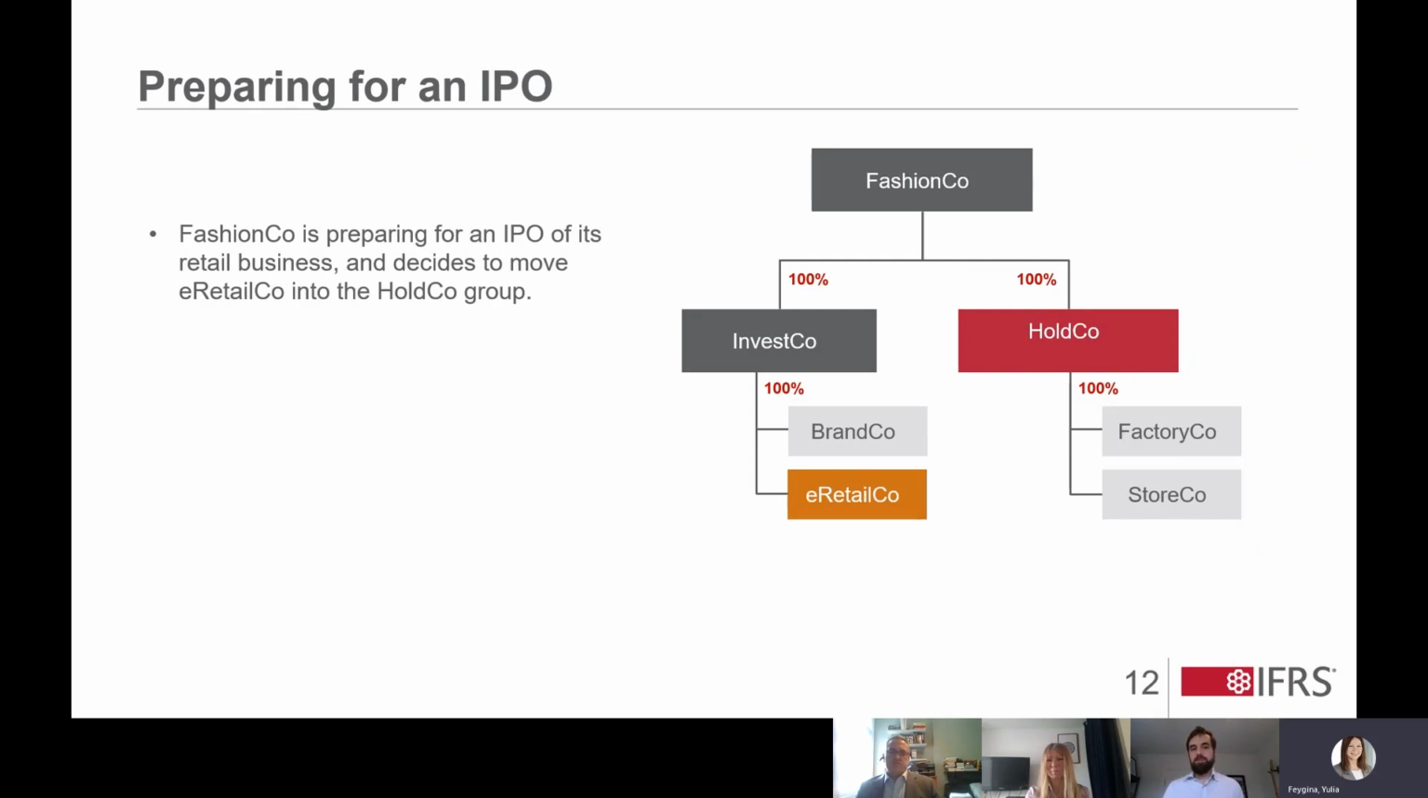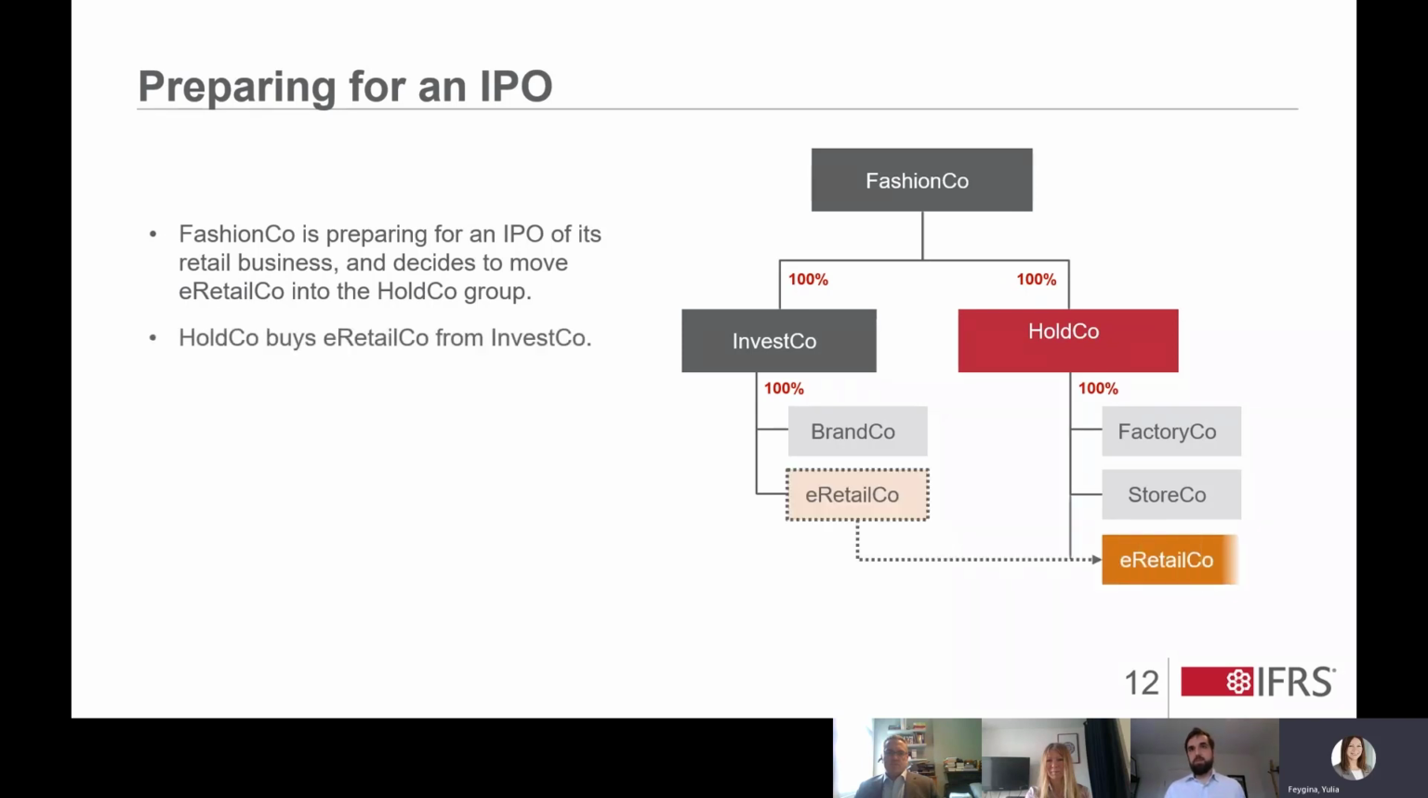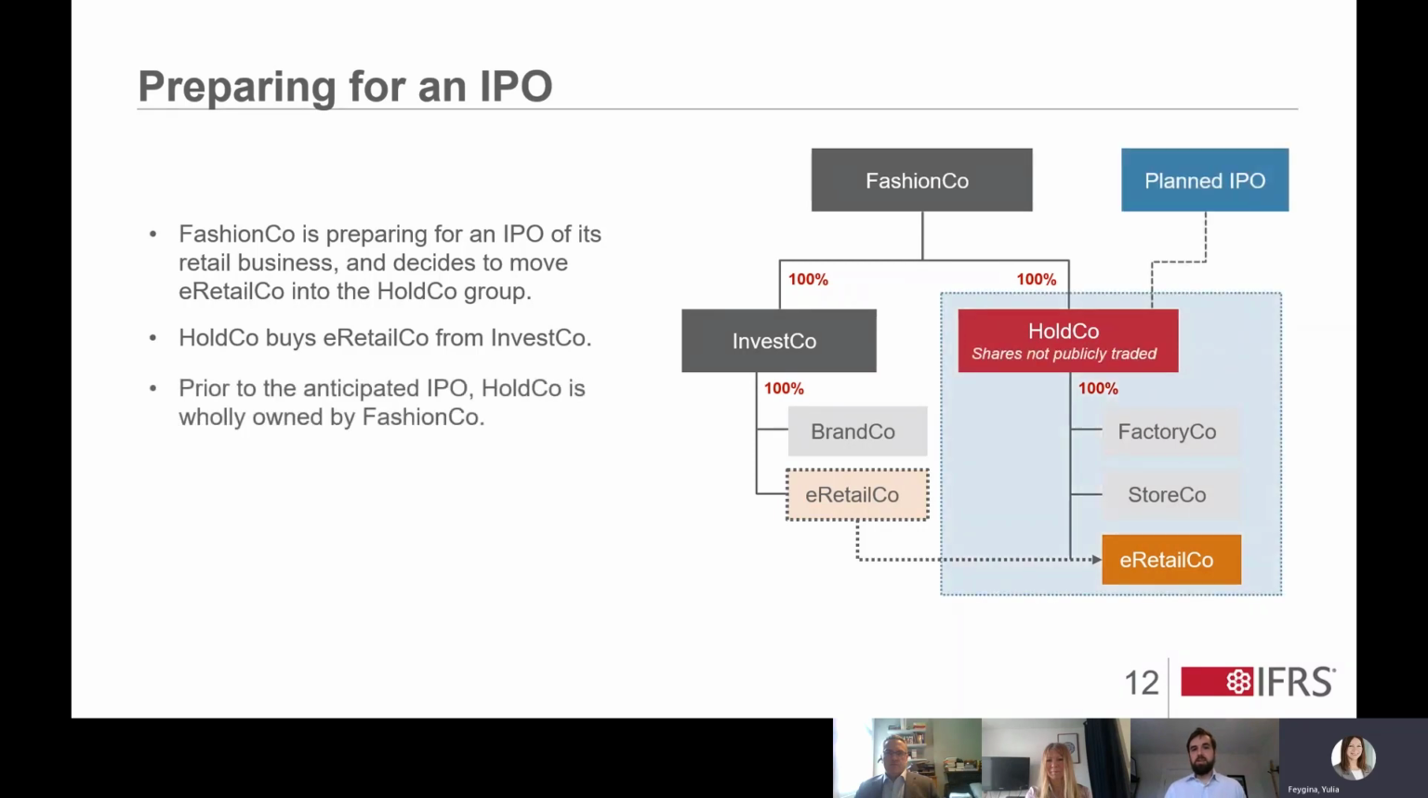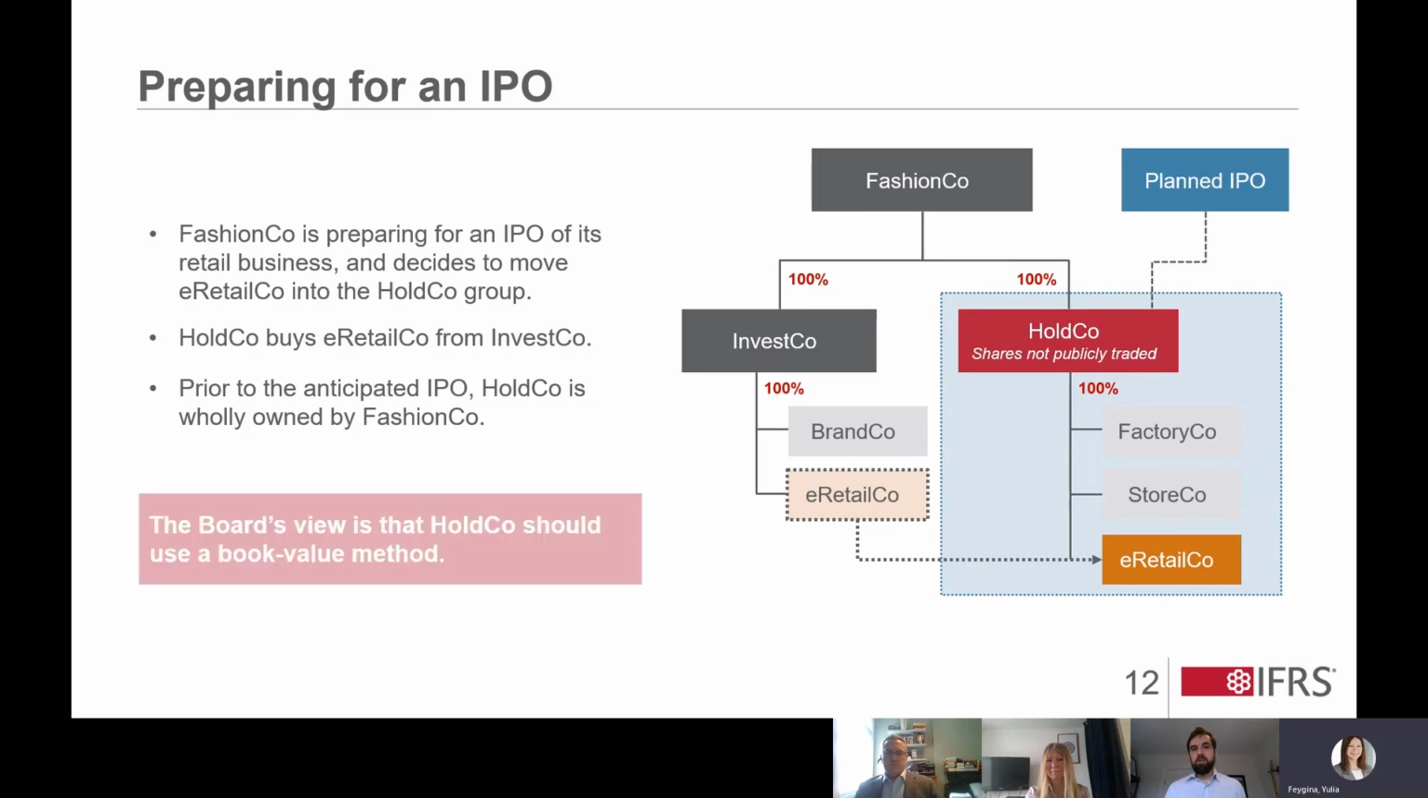To the second scenario. In this scenario, Fashion Co. is preparing for an IPO of its retail business and again moves the e-retail co. under Holdco. Holdco is the company that's going to IPO. And although there are no existing non-controlling shareholders affected by the transaction, in this scenario, the board's view is that a book value method should be applied.